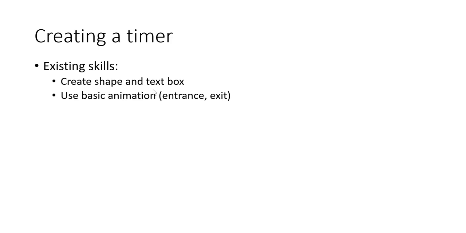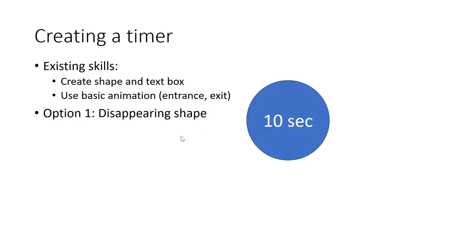shapes as well as text boxes in PowerPoint and to be able to use basic animation, specifically the entrance and exit effects. I'm going to show you two options today, and the first is that of a disappearing shape. So you can see here that I have created a basic shape and written 10 seconds here, which is the duration of my countdown. So when I click on the mouse, it's going to disappear exactly over 10 seconds.